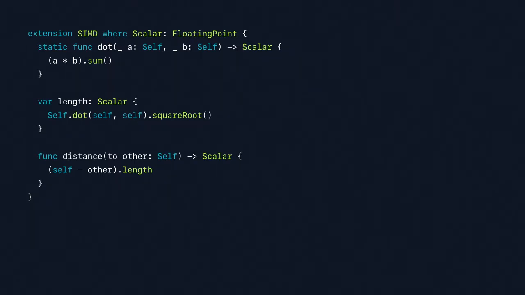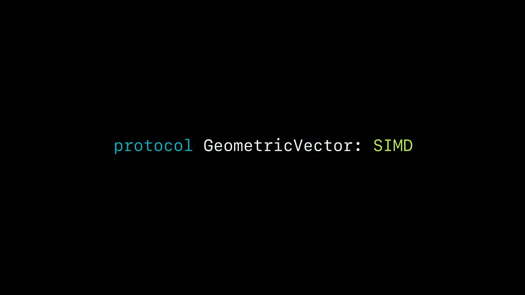Now, this extension approach is good for a small number of helpers, but it does hit a scalability problem when you're designing a fuller API. Earlier, when we were thinking about creating a protocol, we said that we'd define geometric vector and make it refine SIMD, which we'd use for our storage. But is that really right? Is this an is-a relationship? Can we really say a geometric vector is a SIMD type?